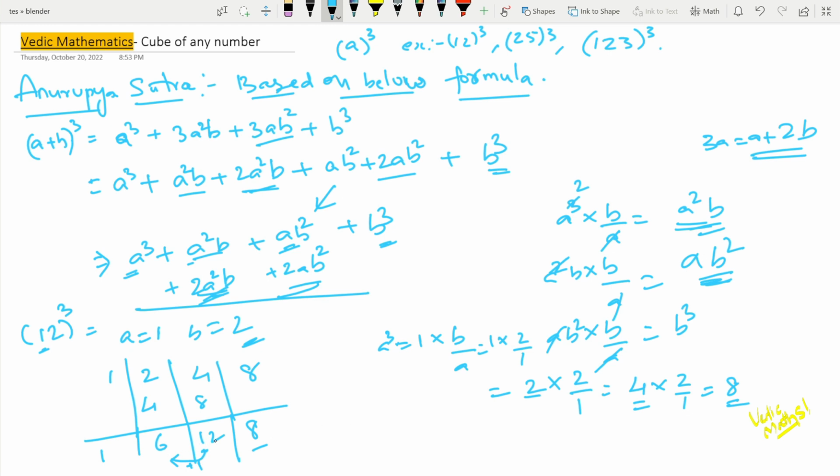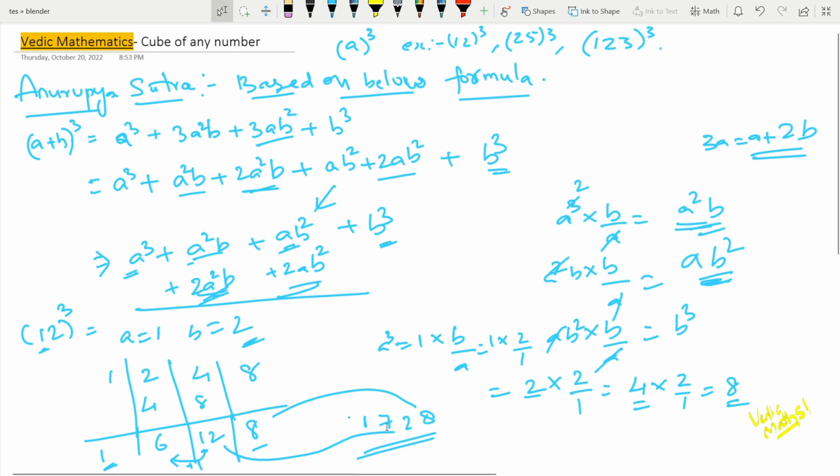So that means 6 plus 1, that gives you 7, right? So this is 8, this is 2, and 6 plus 1 gives you 7, and then what is the last number we have? 1. So this is your answer for 12 cube. Okay, so we have the right answer here. Now let's see one more example.